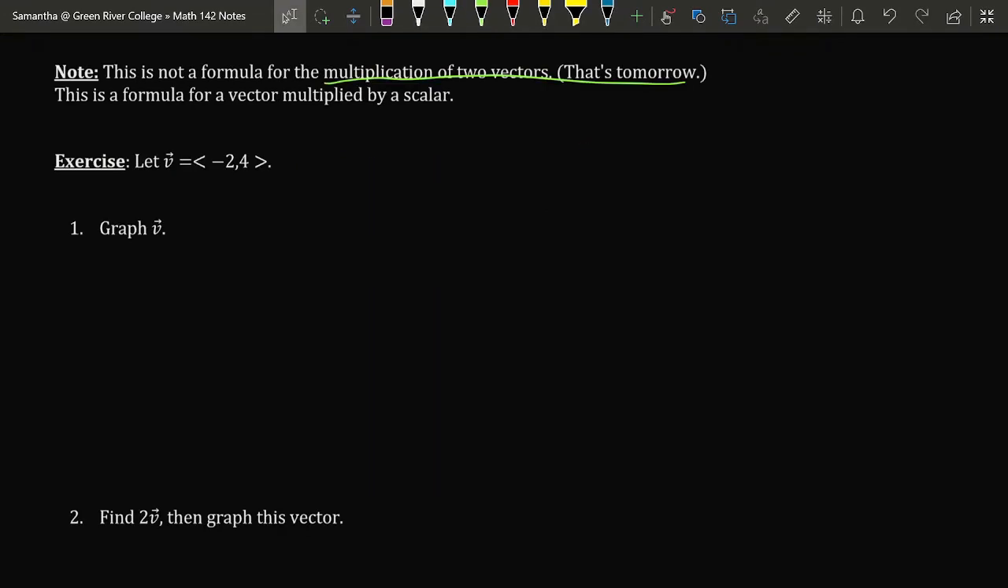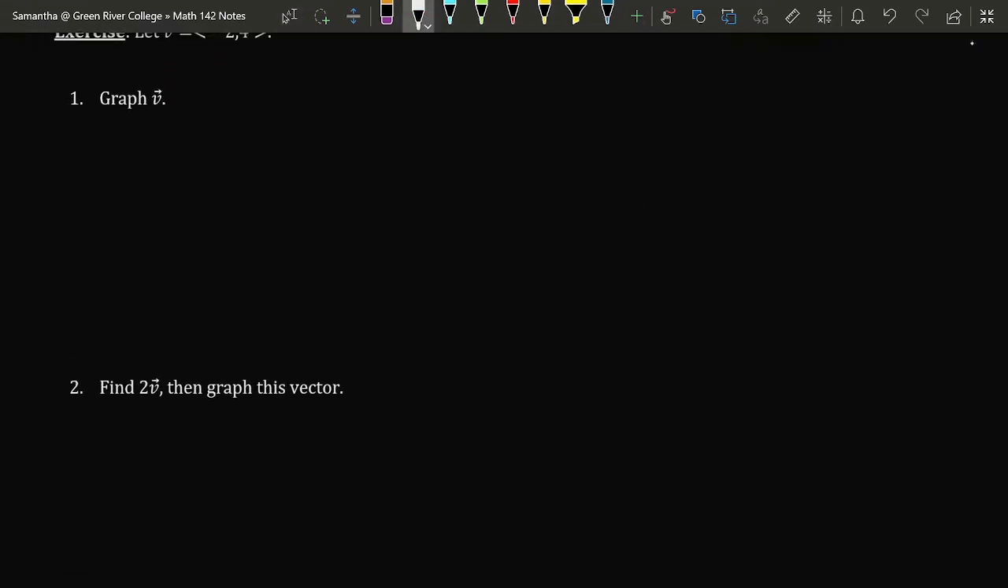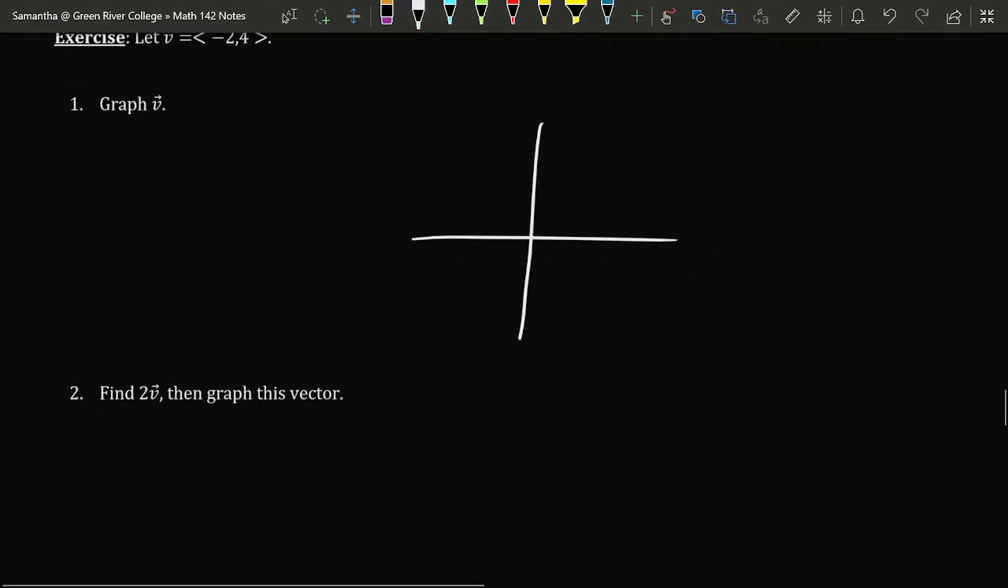Now let's do an exercise to not only practice scaling, but to see what effect scaling has on a vector. To begin with, they give us the vector -2, 4, and they ask us to sketch the graph. So I'm going to graph -2, 4, which is 2 units in the negative x direction and 4 units in the y direction. So that would be right here. Here's the vector v.